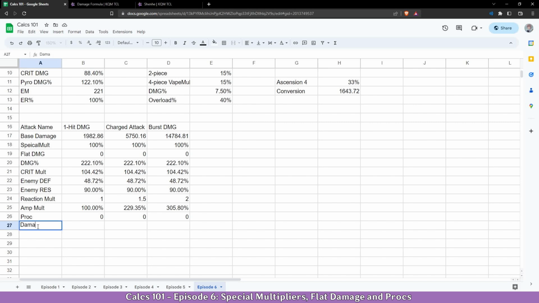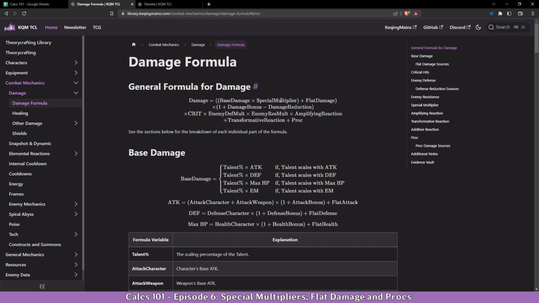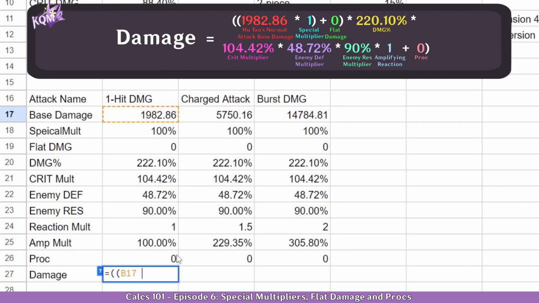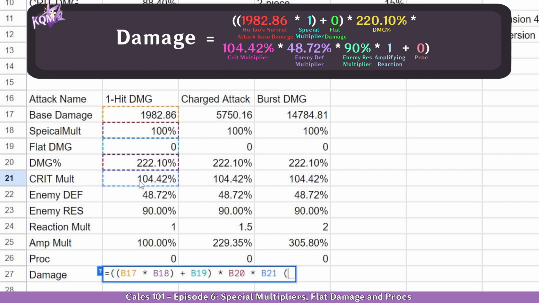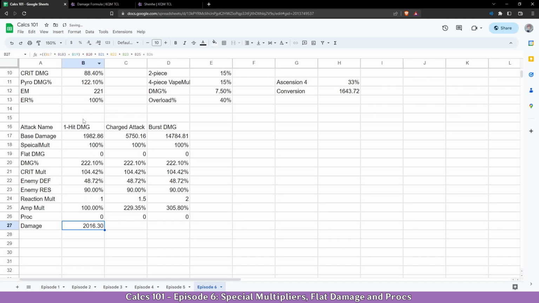And now let's see here damage. So how do we calculate it? We are basically going to follow the formula. And as it says here, we are going to have the base damage multiplied with the special multiplier and add the flat damage, and then multiply with everything else. So brackets and another one, and we are going to have base damage multiplied with special multiplier and add in flat damage, and now multiplied with everything else that we have here. Okay, now with enemy multipliers, resistance, the amp multiplier here, plus the proc. And this is our Hu Tao's damage for one hit.